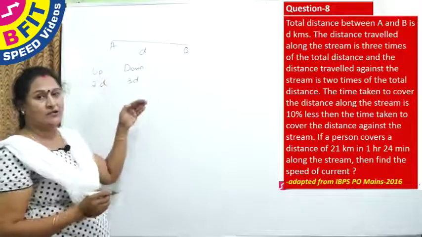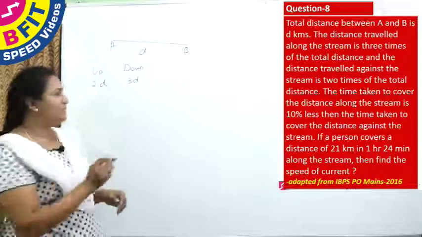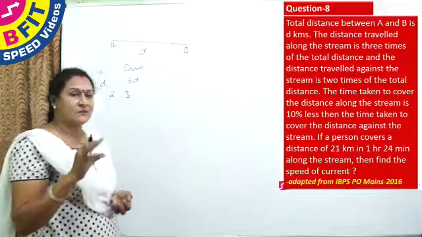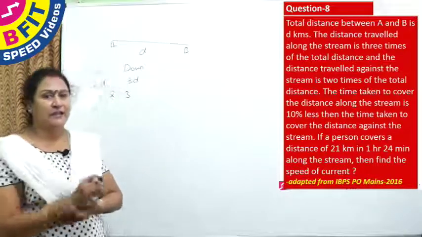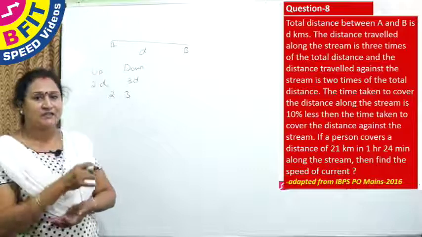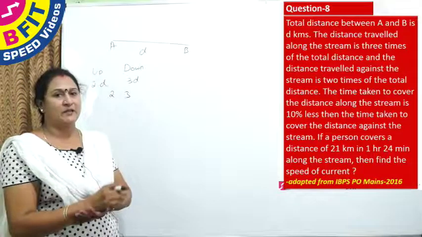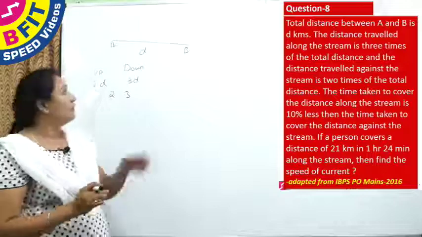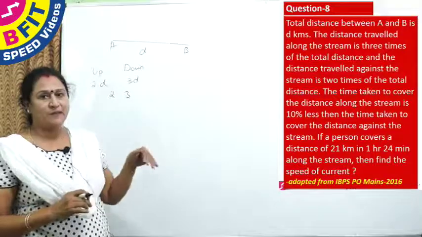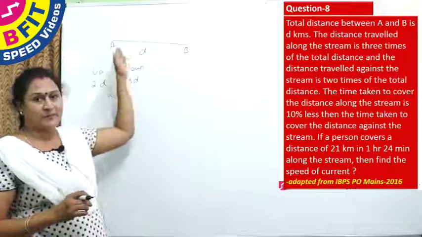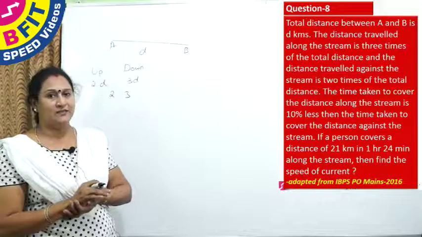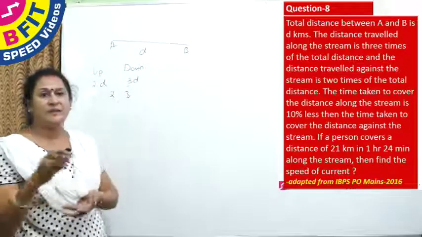And now what is the ratio of distance covered upstream and downstream? That is 2:3. And now in this explanatory part they have given this time detail also. So what is this time taken? Along the stream, time taken is 10% less than time taken to go upstream. So why is it 10% less? For downstream speed will be more, so it will take less time to go downstream. For the same person to go upstream, speed will be less, so time taken will be more.